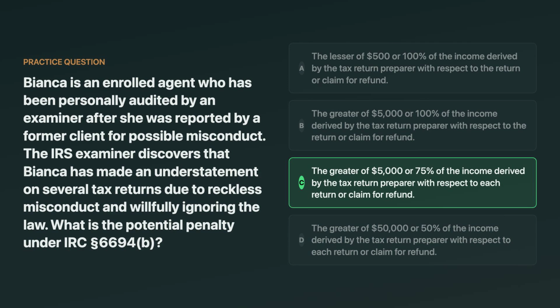The correct answer is the greater of $5,000 or 75% of the income derived for each return or claim for refund. That's the 6694B, willful or reckless bucket. A tempting wrong answer is the 100% option because it sounds harsher, but the tested rule is 75%, not 100%.